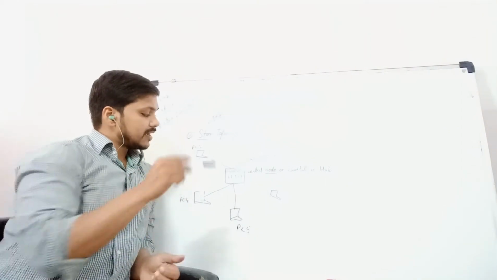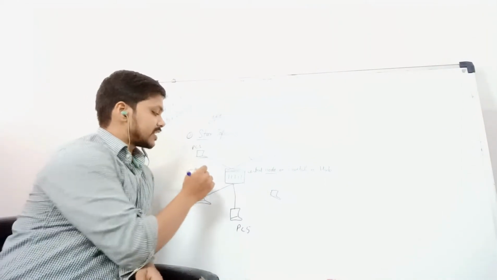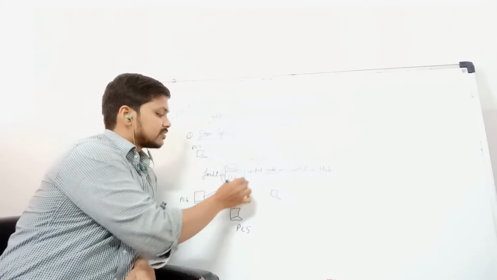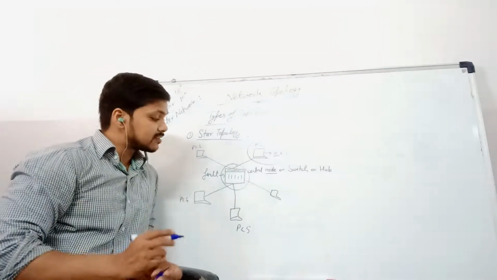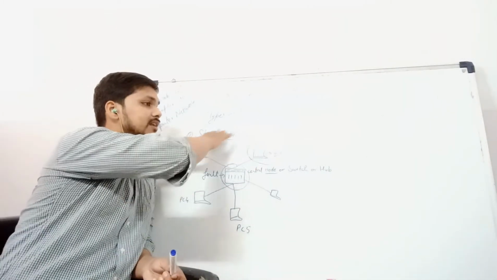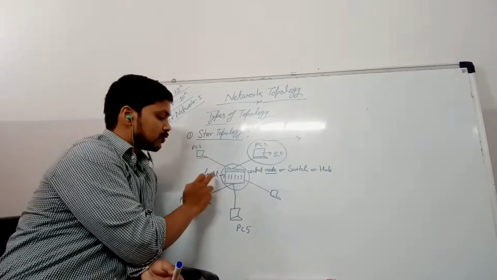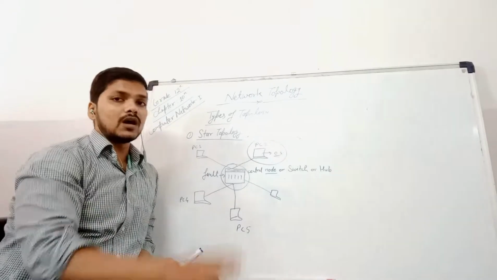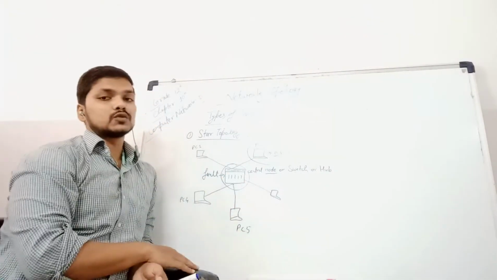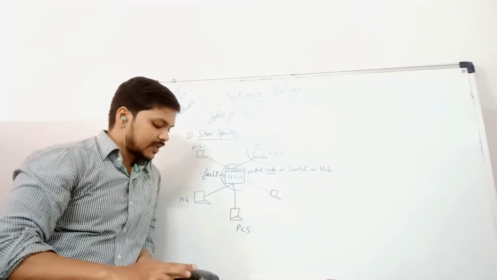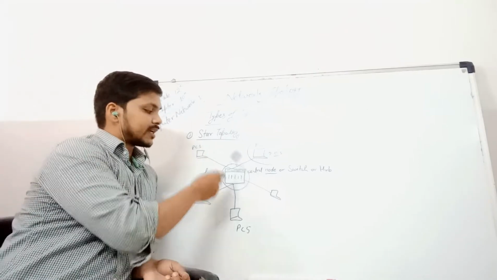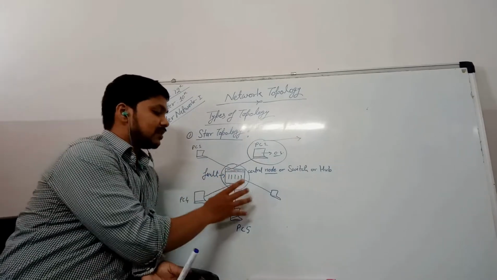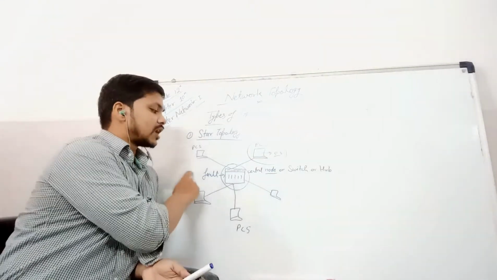And for example, if this central server crashes, or if we have any fault in this central system or electronic device, at that time all the electronic devices connected with this particular node will not work properly and will be disrupted. So the network will fail at that time. And due to this extra cabling, this is more expensive compared to other topologies. So these are the advantages and disadvantages of star topology.